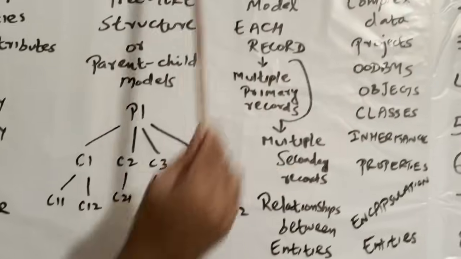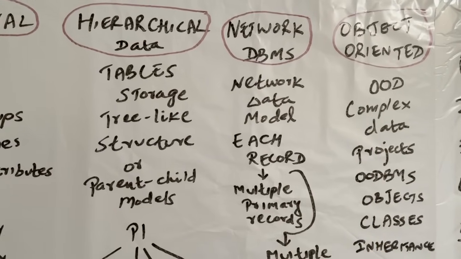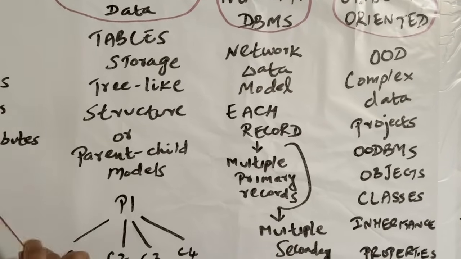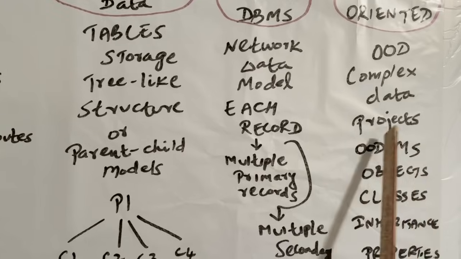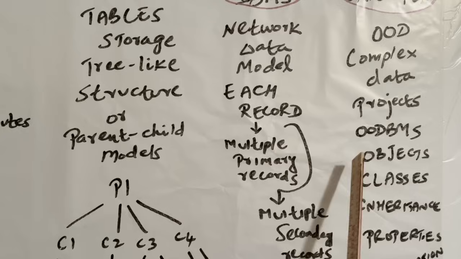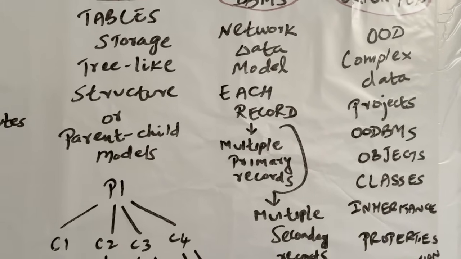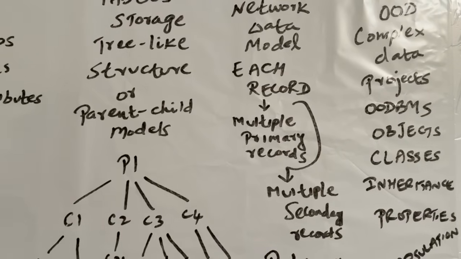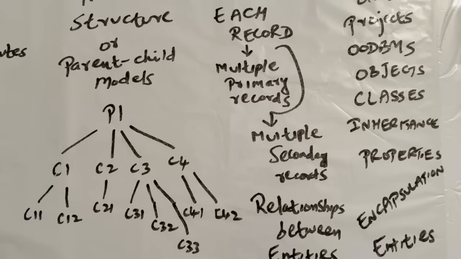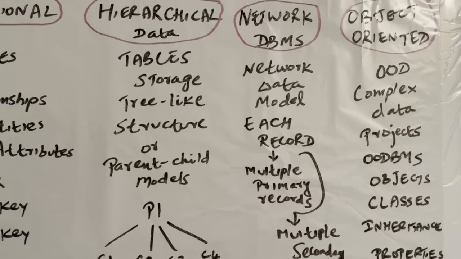And the fourth and last one is called object-oriented databases. This is very important. It's most popular now. It's called OOD, or OODBMS. It's a different kind of concept from all other databases. It is used for large projects. The concepts behind object-oriented, the common terms you hear, are classes, inheritance of properties, and encapsulation of the entities. This is a very brief introduction to the four different databases available in the world.